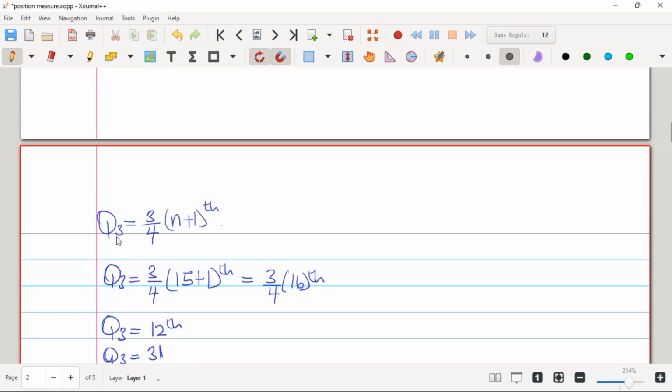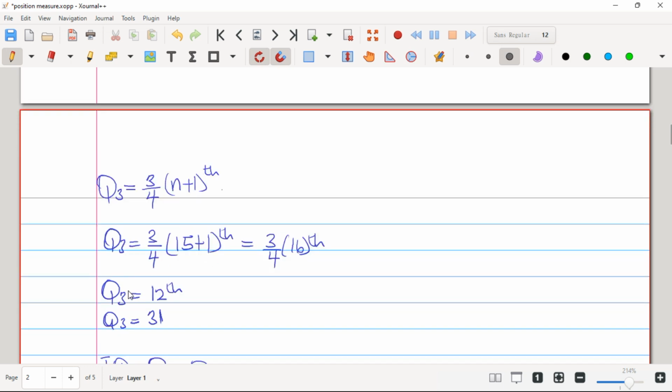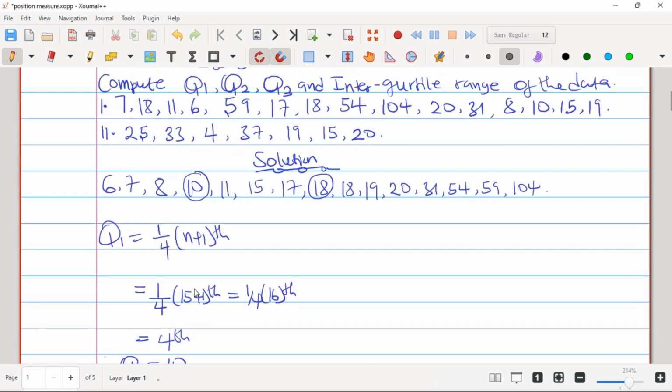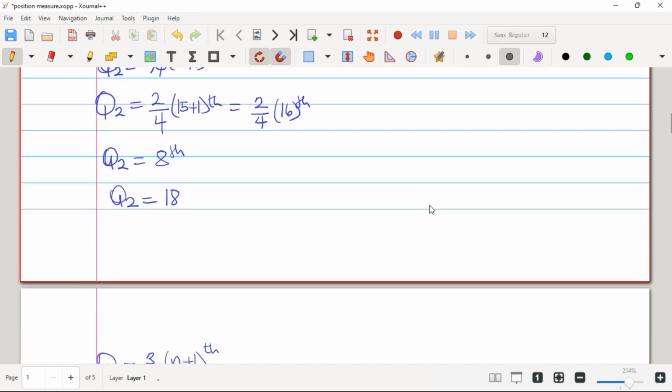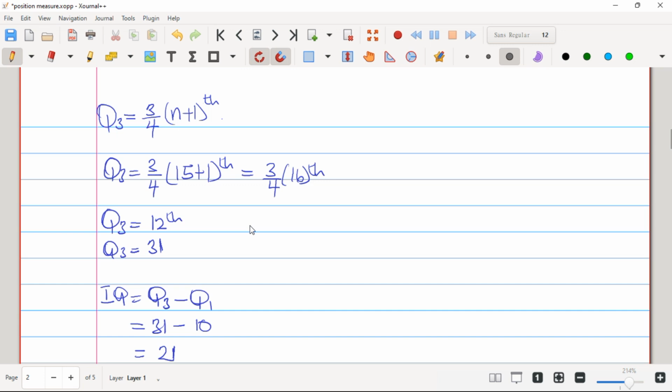So for the third quartile, this is how it's going to be. It's going to be 3 divided by 4 times n plus 1 position. We just replace our n by what? 15, and then you are going to get 3 divided by 4 times 16 position. And I'm going to get what? 12 positions. You are going straight to the data and count: 1, 2, 3, 4, 5, 6, 7, 8, 9, 10, 11, 12. So 31 is what? The 12th position. So here our third quartile will be what?